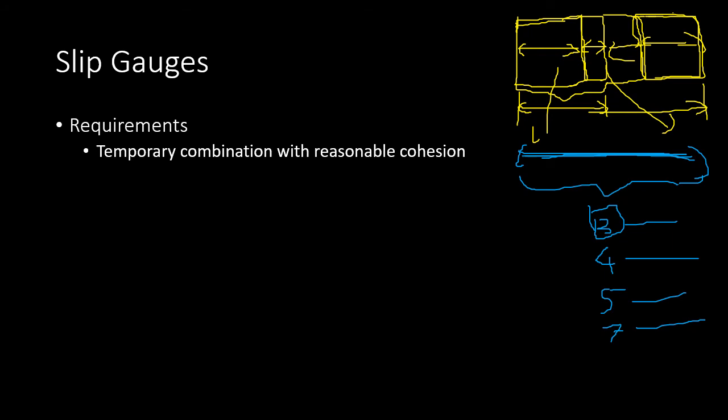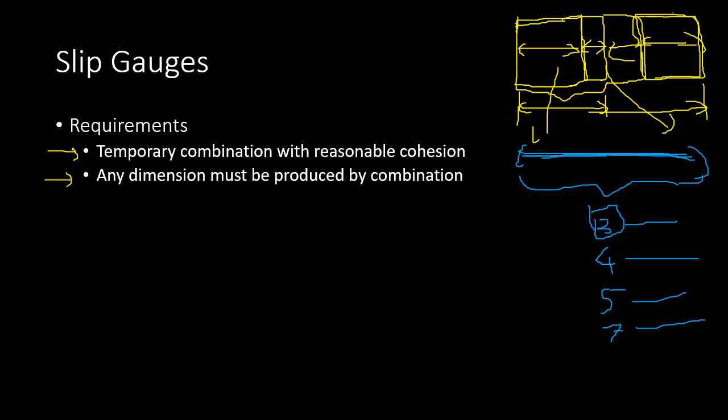Even though we are temporarily combining the slip gauges, they should be held together firmly with reasonable cohesion. So this is the first requirement of slip gauges. Then this is the second requirement. So if we have a set of slip gauges, then we should be able to produce any dimension by combining several slip gauges from the set.